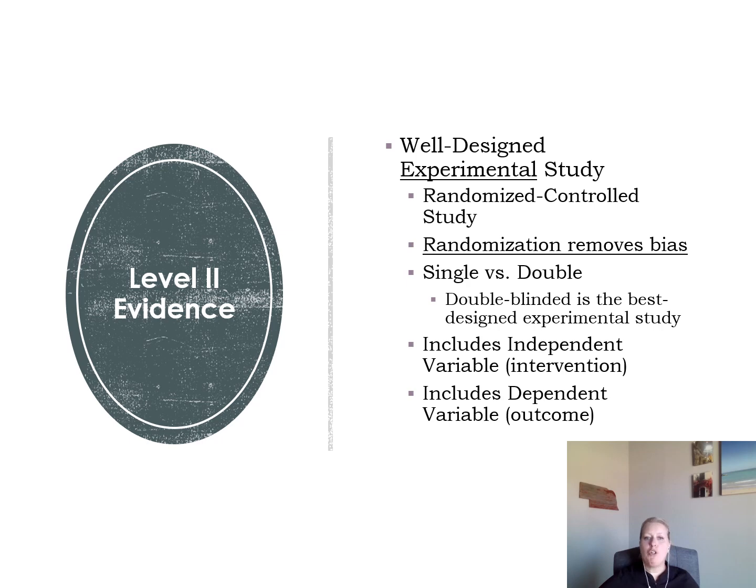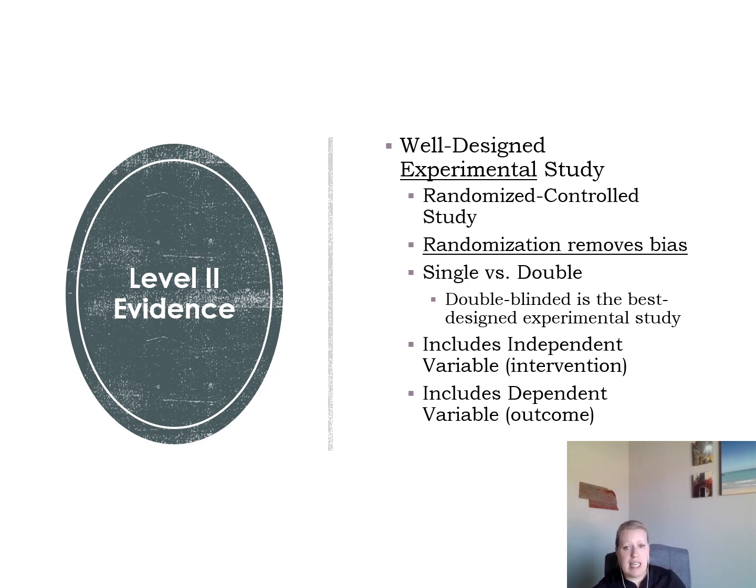Let's talk about level 2 evidence. So we went from level 1 evidence, looking at a bunch of research studies, and now we're going to look at individual research studies. So level 2 evidence are going to be your experimental, also known as intervention studies, that are randomized. So they're a randomized controlled clinical trial. So maybe you've heard of those before. You'll hear double-blinded, single-blinded, randomized controlled trial, randomized controlled study, those kind of words.